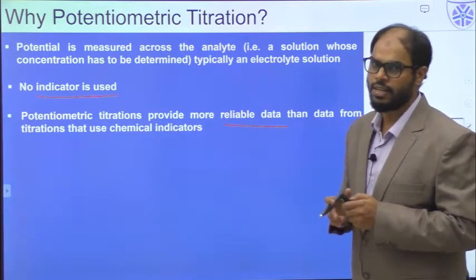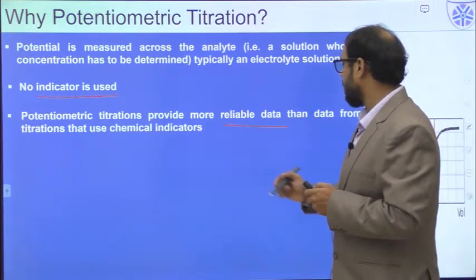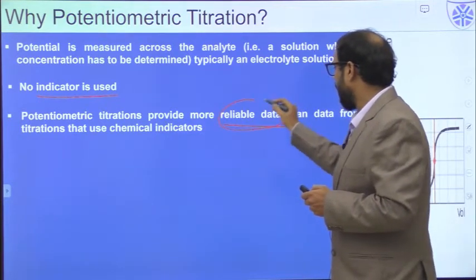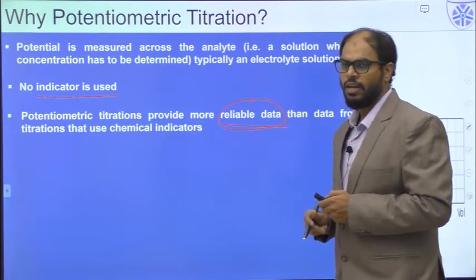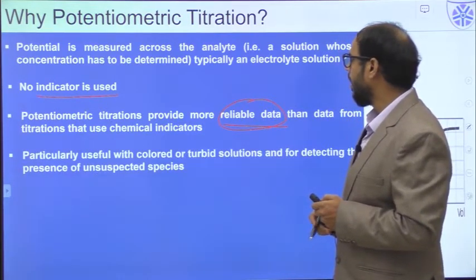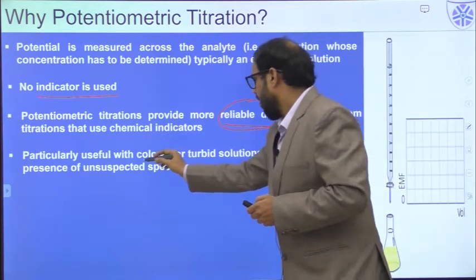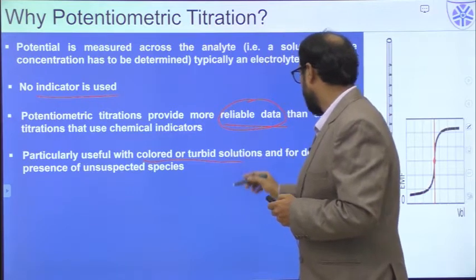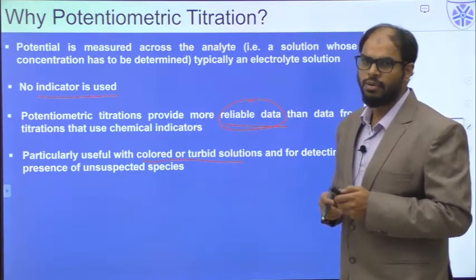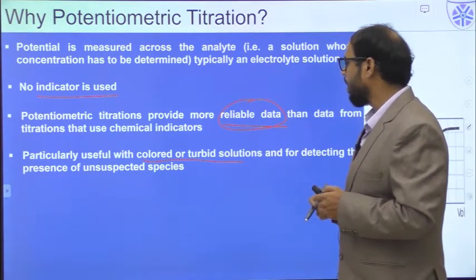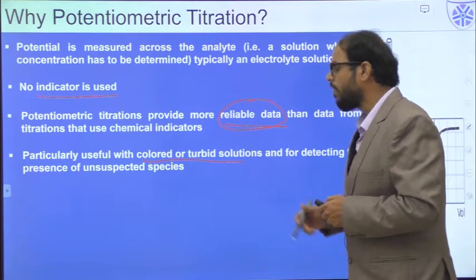This potentiometric titration has more reliable data when compared to the conventional titrations. And whenever we have a colored or turbid solution, it is very difficult to detect the endpoint. This potentiometric titration will overcome this kind of problem.